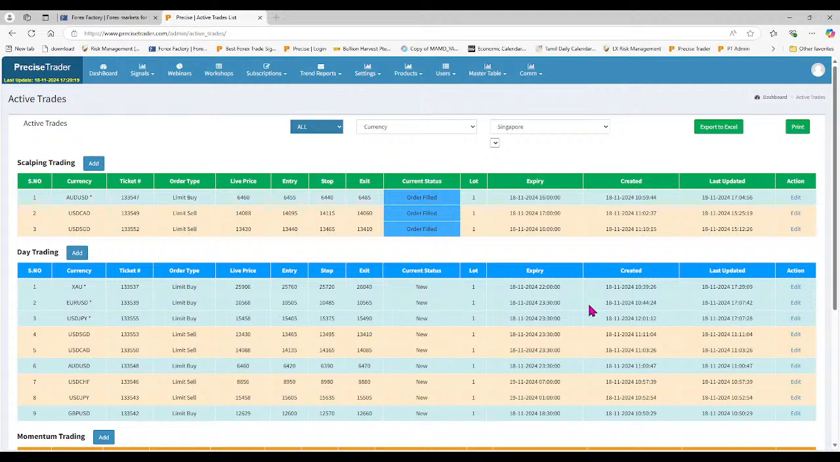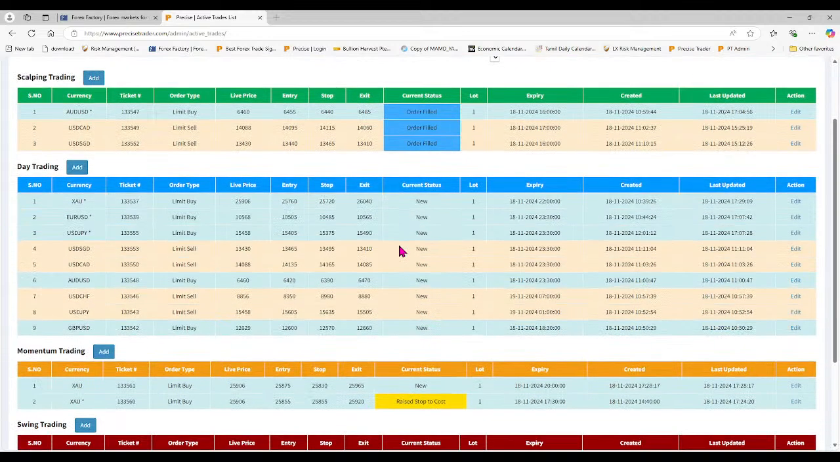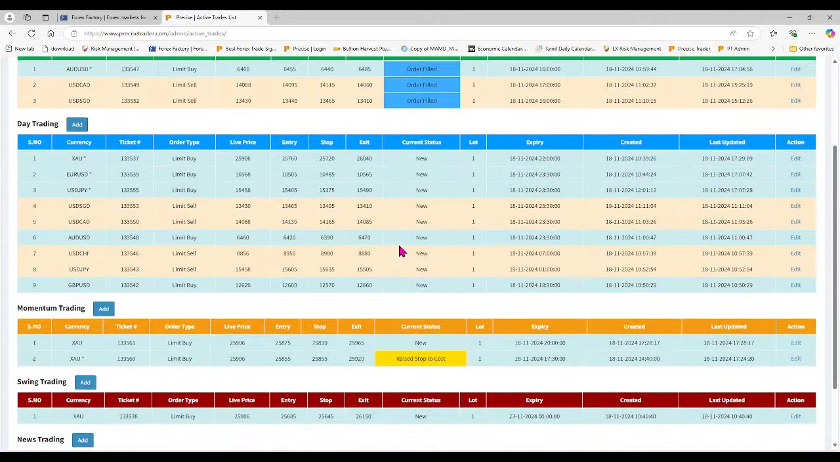Now it's good to hear that you booked your profit. So we try to go for a re-entry again. That is what I suggest you do. If you have taken your profit, then try to do your re-entry. So this is for gold.